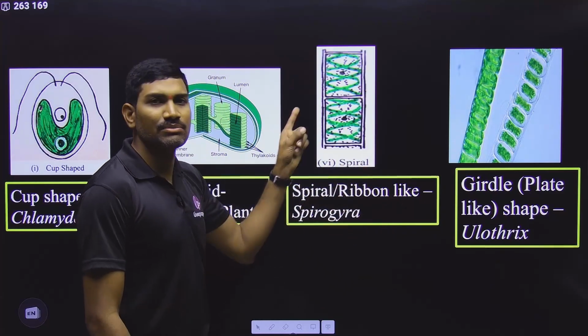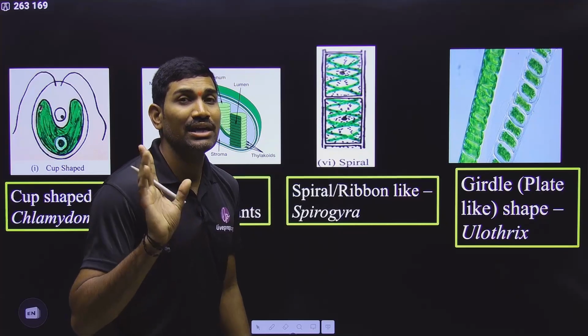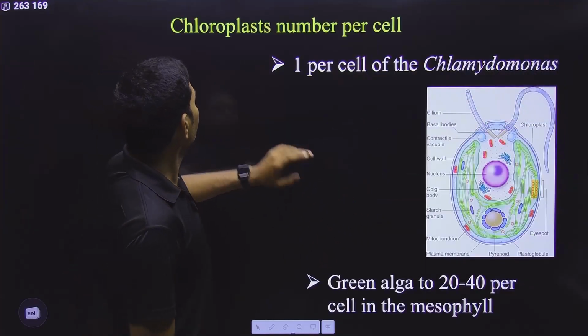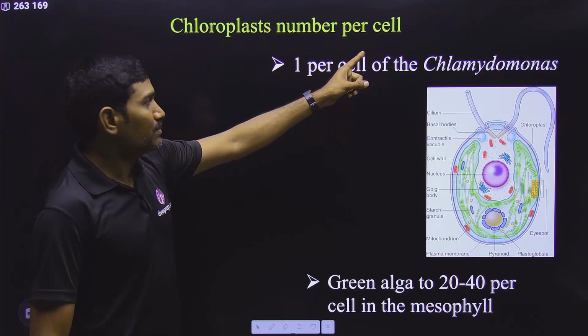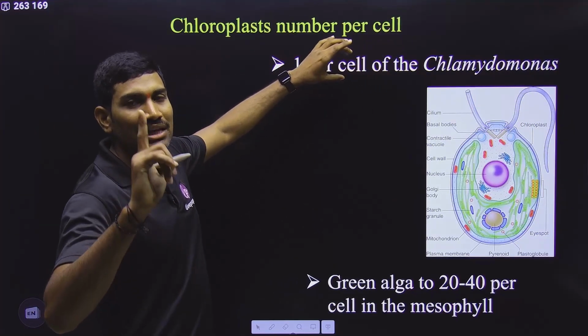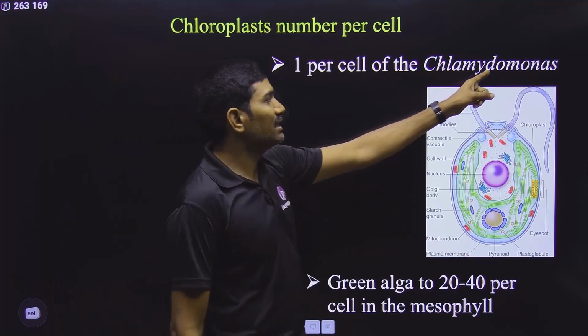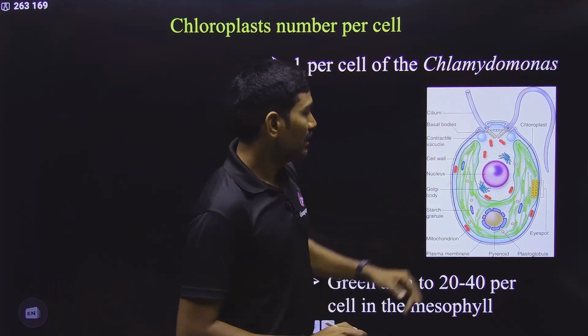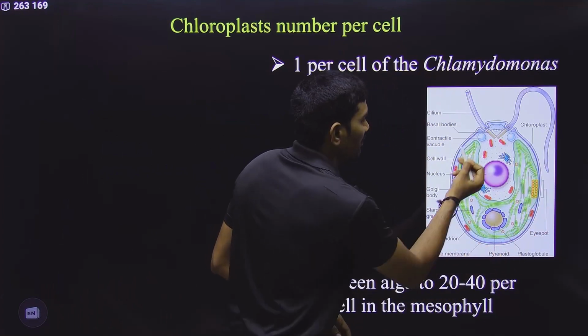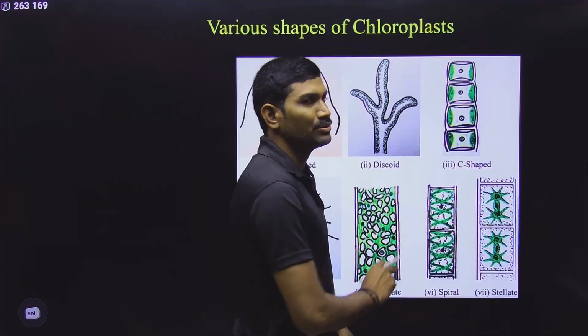And in which organism do we observe this? In Spirogyra, we observe this. This is another example that you need to remember. Next one. Regarding the number of chloroplasts per cell, they said that only one chloroplast is present in one cell. One cell has only one chloroplast, and further they gave the example of Chlamydomonas. For this Chlamydomonas, there is a single chloroplast. And what is the shape of this single chloroplast? It is cup shaped.